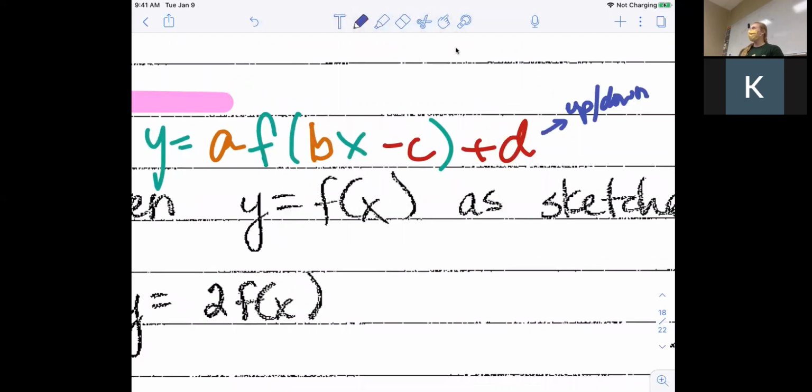Again, we kind of had these notes a little bit earlier, but I'm just reminding us. So if I'm adding or subtracting from the end, it's up or down. What if I'm adding or subtracting inside with the x? How does that move it? Good, it moves it left or right, and it's opposite of what you think. So I like to write on this one, well, it's opposite of what I think. So left should be negative, but it's actually positive, and right should be positive, but it's actually negative.